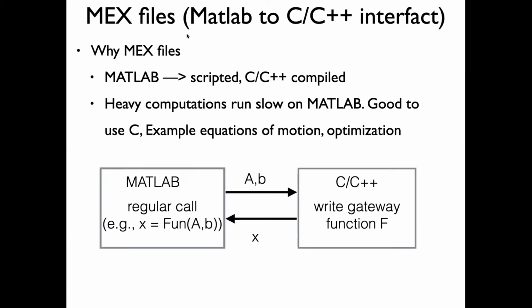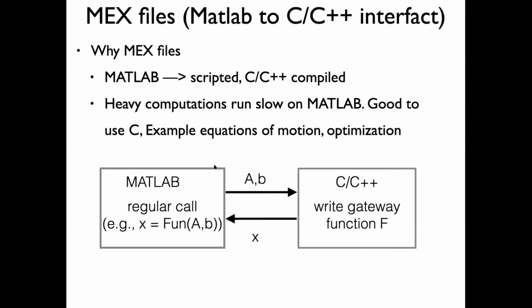Here is a way in which you can avoid totally abandoning Matlab. You take all the heavy parts in your code and put them in C, so that you get the best of both: the quick prototyping of Matlab with the computational efficiency of C and C++. This works through files called MEX files, which you can use to communicate between Matlab and C.